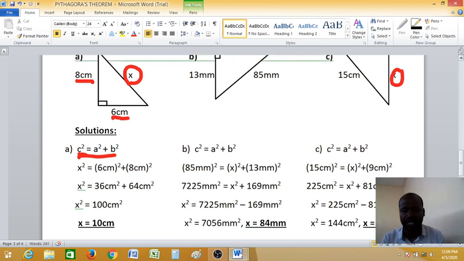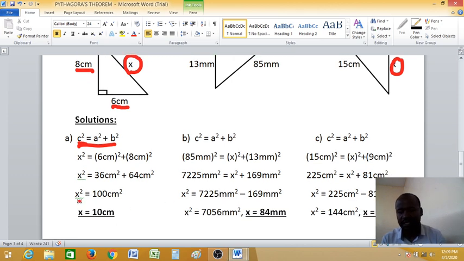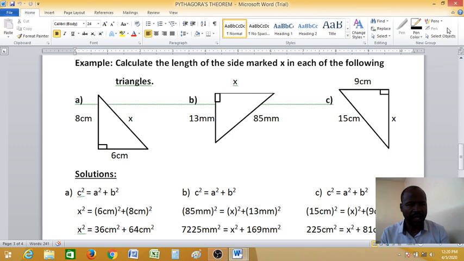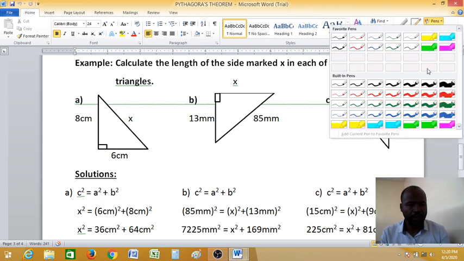So to find x, put this under a radical or square root. Using your calculator, the square root of 100 square centimeter is 10 centimeter. So the value of x, or the length of the hypotenuse for this triangle, is 10 centimeter. That was example A.